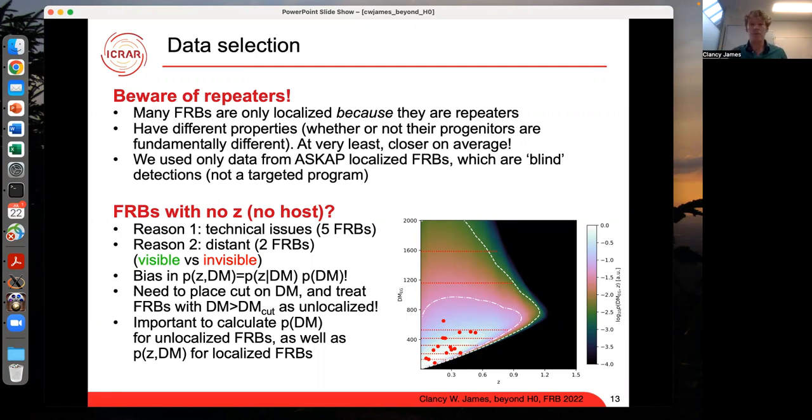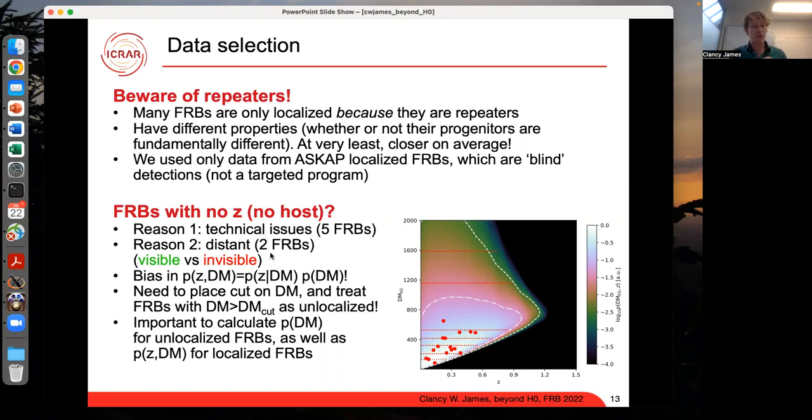And these have different properties, whether or not their progenitors are fundamentally different. So we only use data from ASKAP localized FRBs, which are not derived from a targeted program. These are blind detections. You also have to be a little bit careful about fast radio bursts with no measured redshift. If they have no measured redshift because of technical issues, that's fine, it's random data loss.